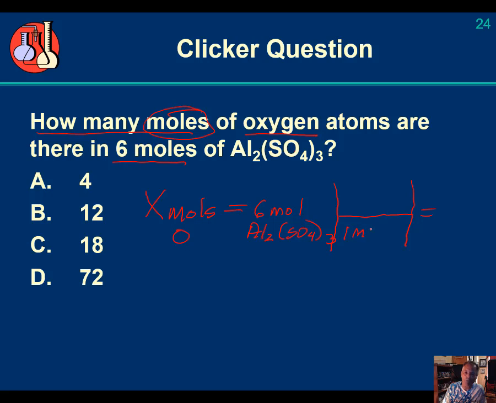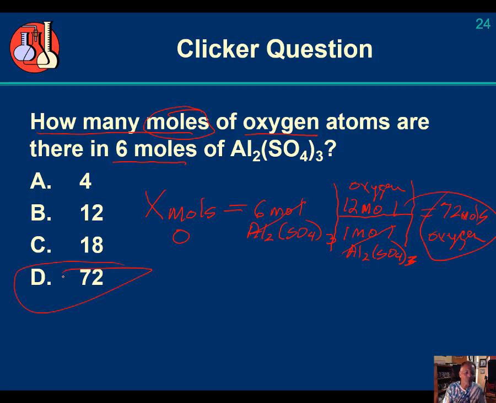So for every 1 mole of Al2(SO4)3, I have 12 moles of oxygen. And so my problem is now simple. Moles of aluminum sulfate over moles of aluminum sulfate cancels. And so it's just 6 times 12, which is 72 moles of oxygen. And that's my answer. Okay, 72.